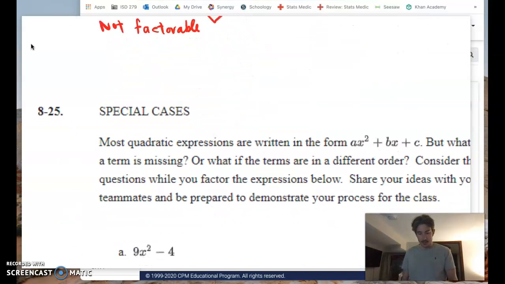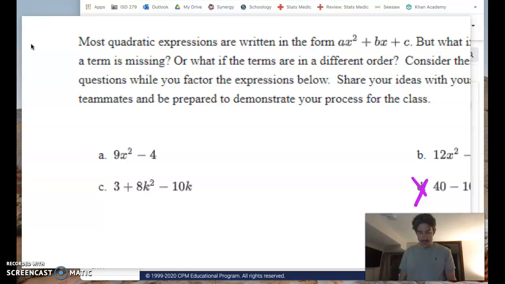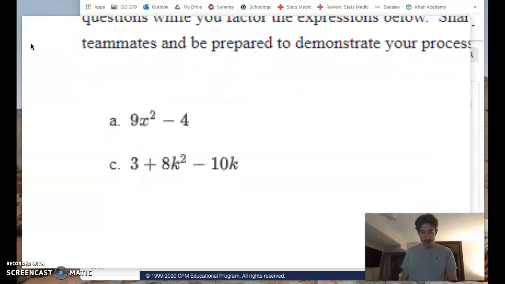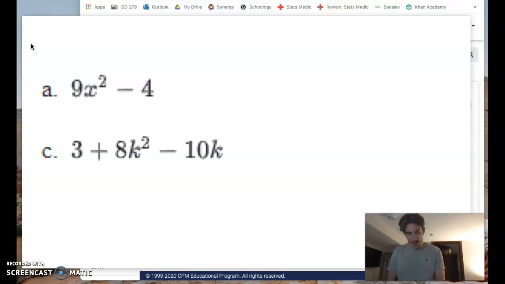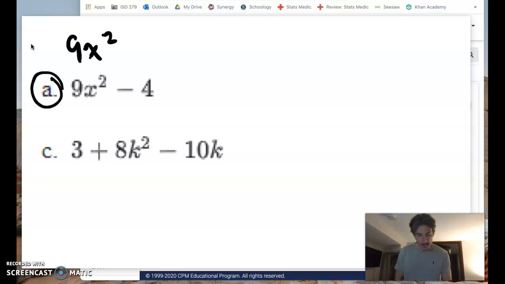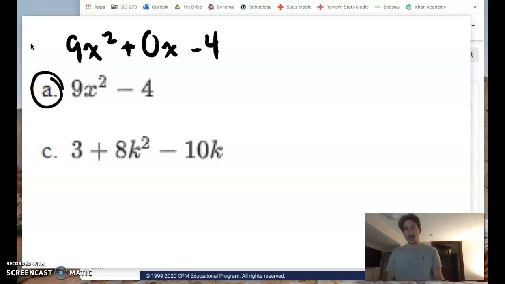All right, let's keep going here. We've got a couple more special cases. I'm going to try to tackle a couple of these that yield a bit different of a result. What do you do in a situation like this when you've got something like part A that appears to be missing a term? Well, you've got a couple options here. One option is to rewrite it with the missing term with a coefficient of 0. So look at the way I rewrote part A. I said, what's the same as 9x squared minus 4 is 9x squared plus 0x minus 4.